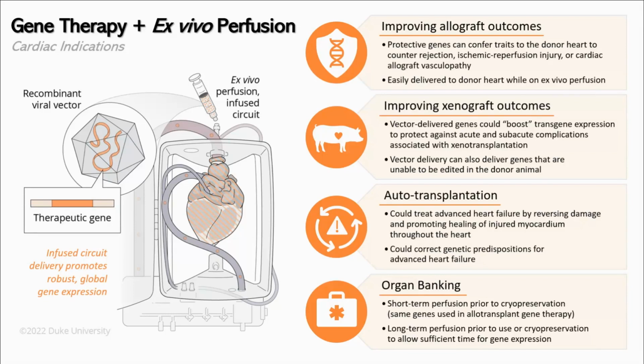You can imagine that you can perform short-term perfusion with viral vectors prior to some type of preservation, such as cryopreservation, using the same genes used in allotransplantation gene therapy. Or people are working towards longer-term perfusion, so perfusing longer than 8 hours, perfusing 24, 48 hours, long enough to enable gene expression to happen and to improve the function of the hearts prior to implantation.